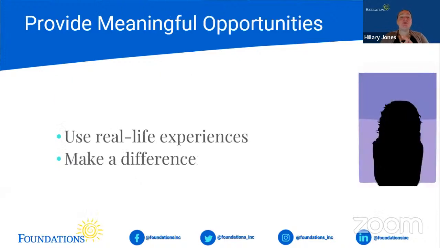Here comes number 6. We're almost halfway through. Provide meaningful opportunities. Both staff and students want to make connections to real life experiences and they want to make a difference. And oftentimes we think about this with students, and we're pretty good at it. We do project-based learning, we do service learning, we maybe have maker spaces, or civic learning. But it's also important to do this with our staff.